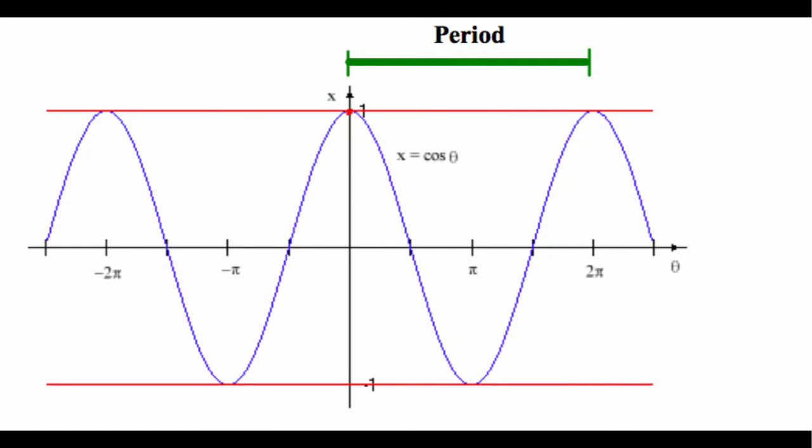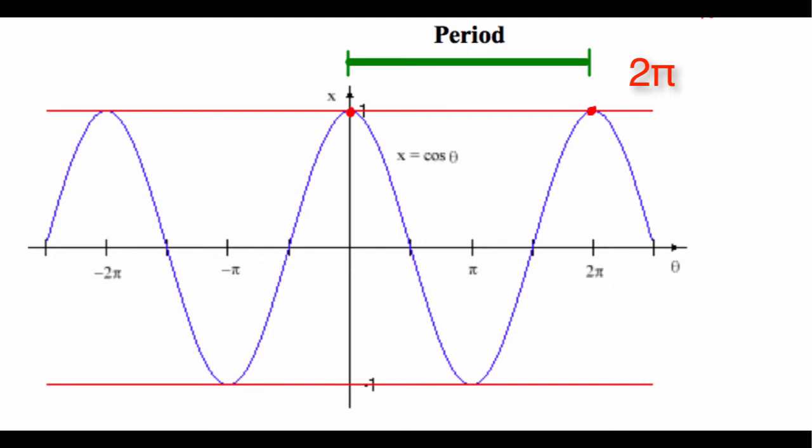So the cosine function, if we start at theta equals 0, starts here and travels down through the axis, down to -1, back up. And when it gets back up to 1, we say that it has completed one full cycle. So that length from here to here, this distance, is the period of the function. So the period of the cosine function is 2 pi.